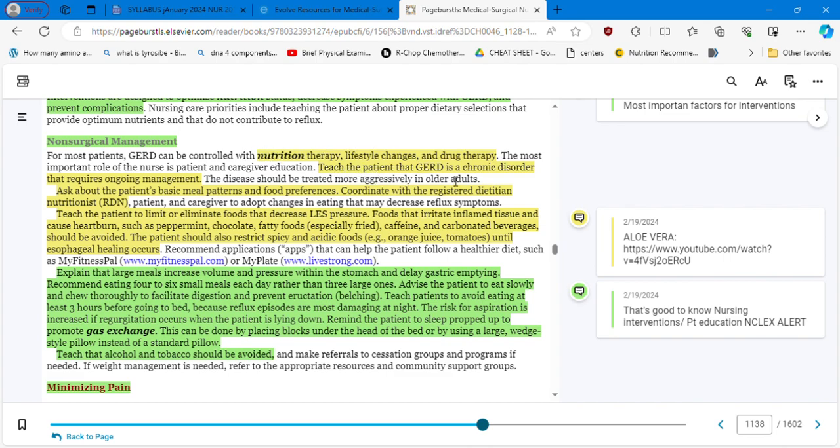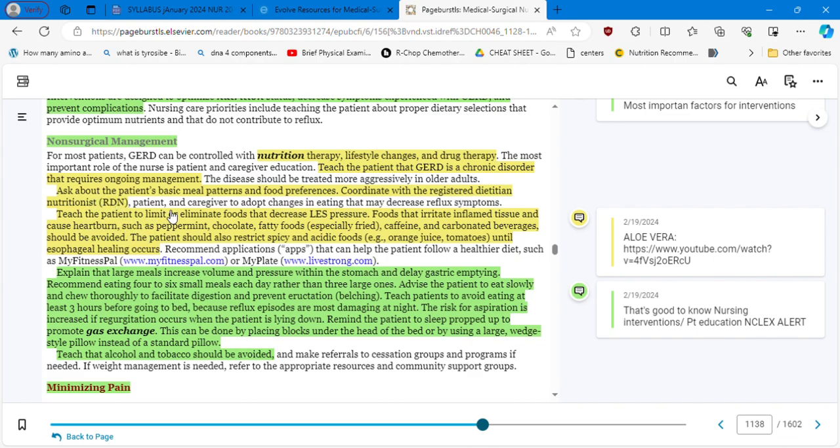Teach the patient that GERD is a chronic disorder that requires ongoing management. If you don't change your nutrition, this is going to be chronic. Ask about the patient's basic meal pattern and food preferences. Observe that I keep repeating everything is related to nutrition in all these different topics we've been talking about. We are talking about prevention, alcohol, tobacco, nutrition, viruses. In this case, it's about nutrition, okay? Coordinate with the registered dietitian nutritionist.